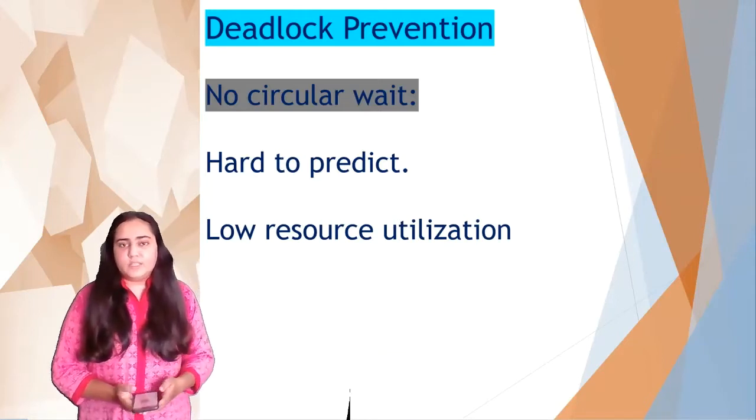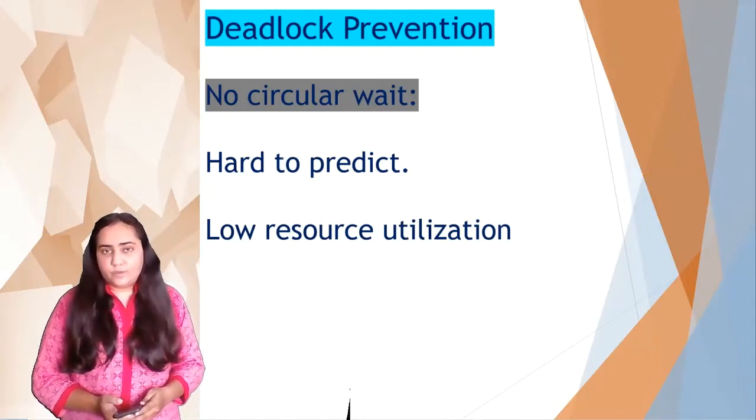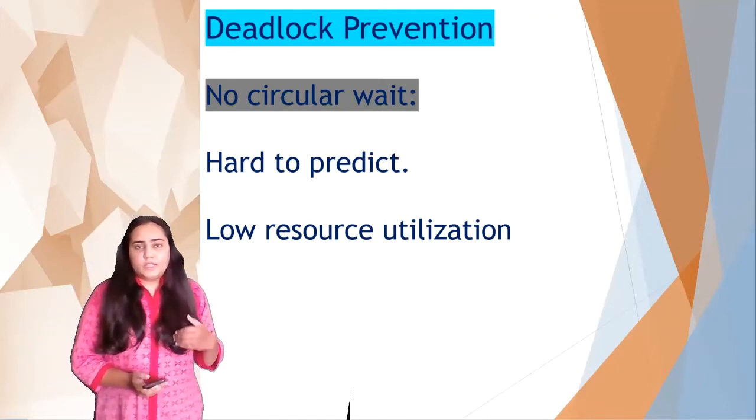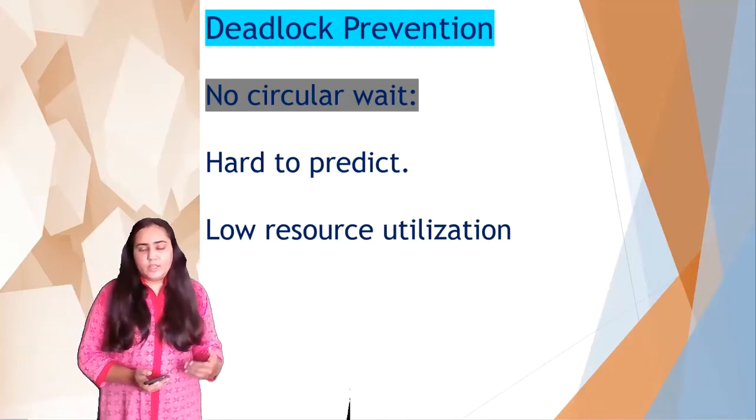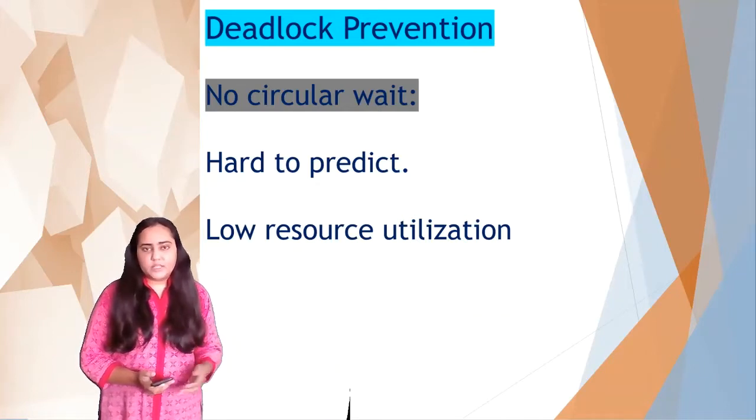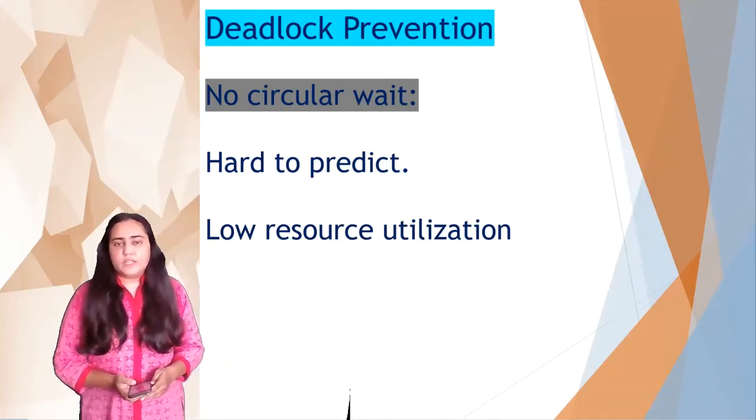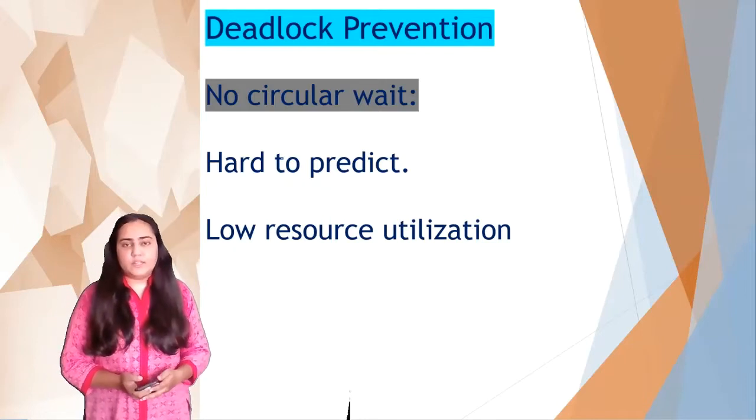So that is the first technique of deadlock prevention. It can be employed if you are able to predict which data items are needed, but obviously the resource utilization will be low.